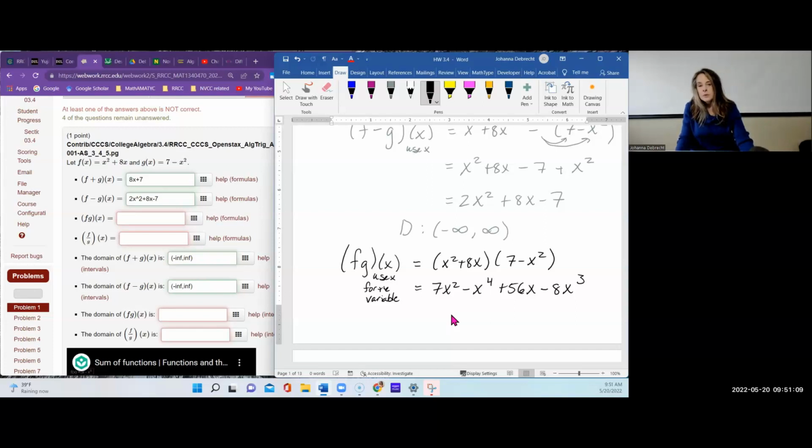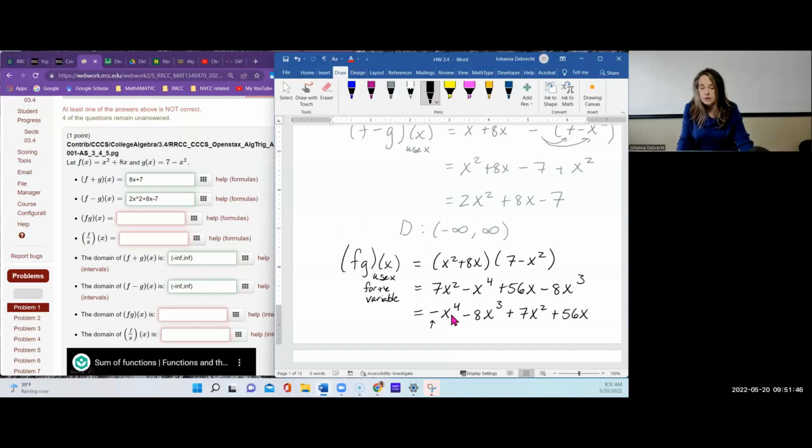The last thing that I would do is write it in descending order by the power of the variable. It's not necessary, and WebWork won't care, but that is the typical way we do it in mathematics. So I would start with negative x to the 4th, being sure not to lose the negative, then negative 8x cubed as the next degree down. And then I would have the squared term, plus 7x squared, finally followed by plus 56x. This is a 4th degree polynomial, which we'll study in more detail later this semester.